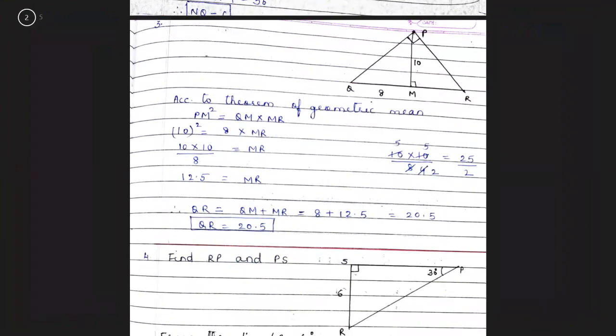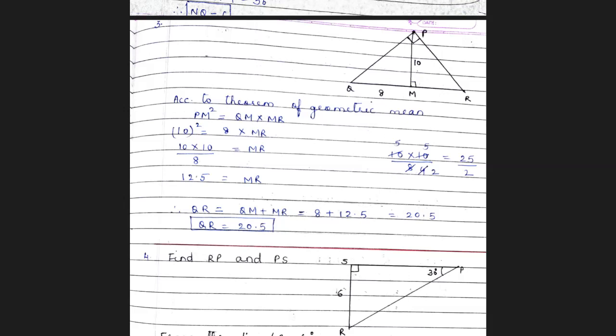Okay. Now, question number 3. You are given a figure like this, PQR, which is right angled at P. You are given PM is equal to 10, QM is equal to 8. You have to find out what is QR. Now, according to the theorem of geometric mean, we know PM square is equal to QM into MR. 10 square is equal to 8 into MR. So 10 into 10 upon 8 gives you MR. When you solve, you get your answer 12.5.